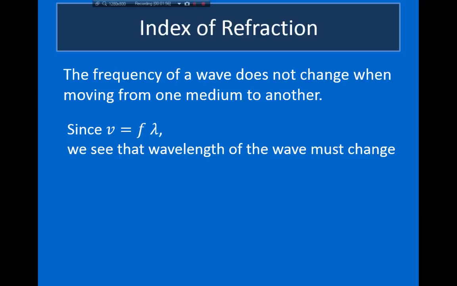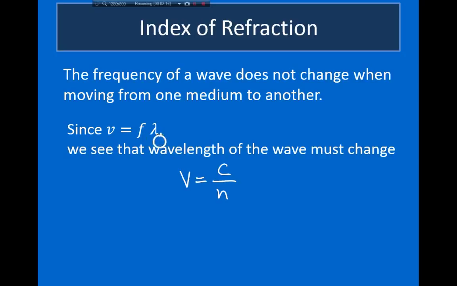So what we can do is, because the speed that light travels is related to the index of refraction, we can use this formula right here to relate the wavelength of light to the index of refraction. So we have the formula that the speed of light traveling through a material is equal to the speed of light in vacuum divided by the index of refraction.